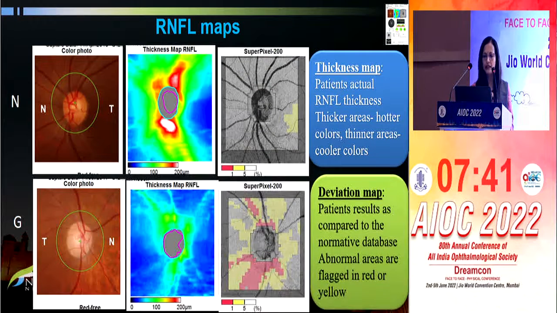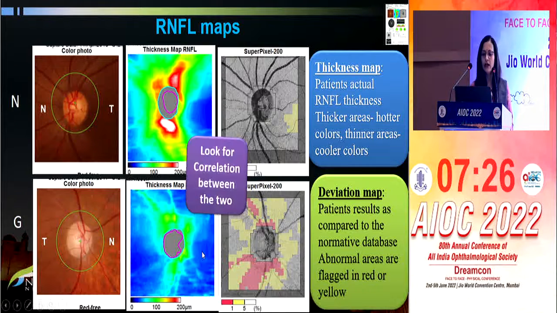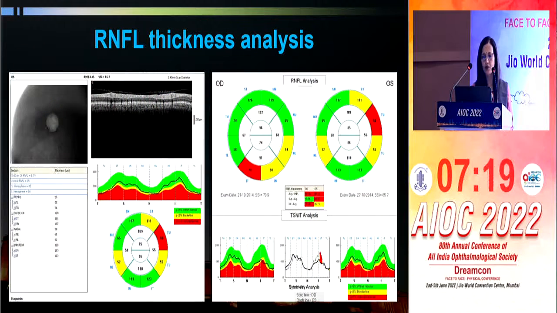And then you have these deviation maps, which tell you the differences from the normative database. So the yellow and the red flags are given when the RNFL thickness is abnormal as compared to the normative database. Now, we generally look for the correlation between the two, because if you have thinner RNFL, you will have the flagged deviation maps.